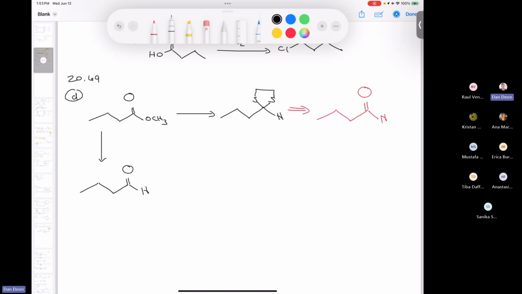Does anybody remember the reagent that we would use to do this? If we want to take an ester and stop at the aldehyde. Take an ester and just stop. Poof, right at the aldehyde. Don't go any further.